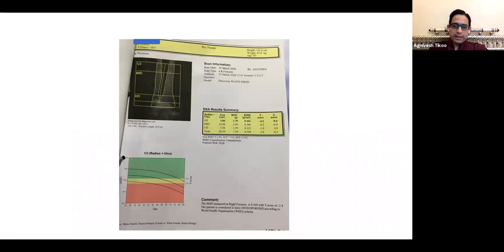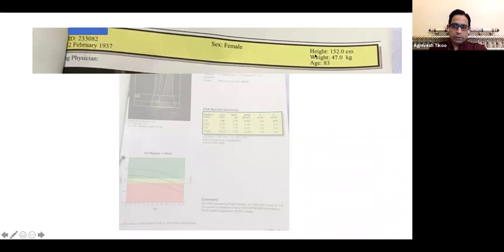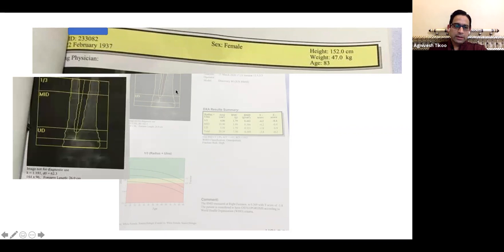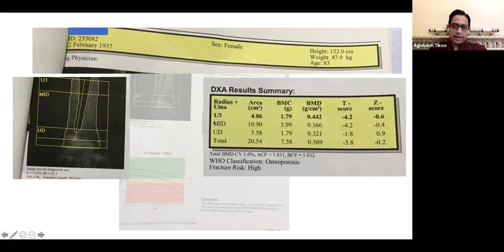Once you do the bone density, how do you interpret it? On the top, there is a column where you have the patient demographic details: the weight, the age, everything. Then you have a diagram where they show the reference markers. UD is ultra distal, mid is mid, and 1/3 is the one whose value we take as significant as per WHO guidelines. This will be given in bold. So this 1/3 is the one you should be looking at, and you get a T-score, which is minus 4.2.